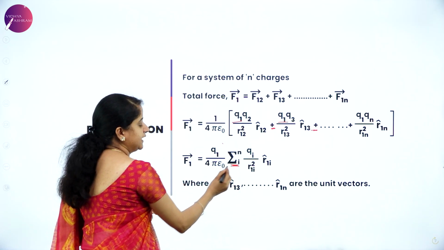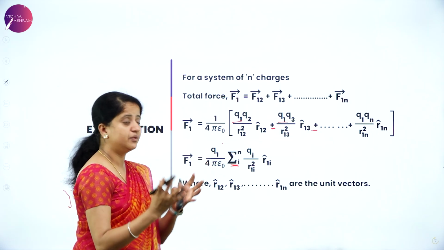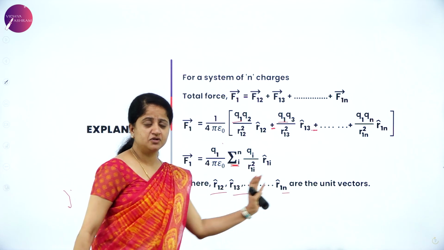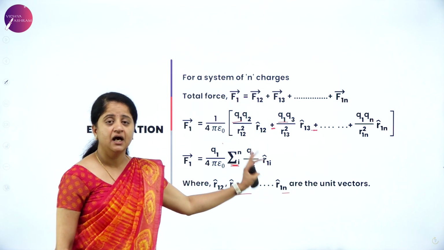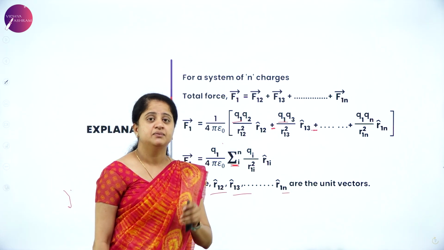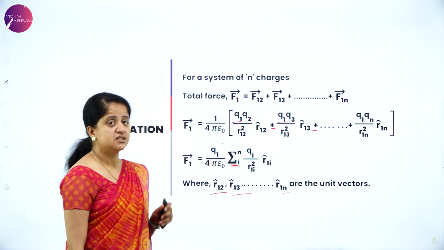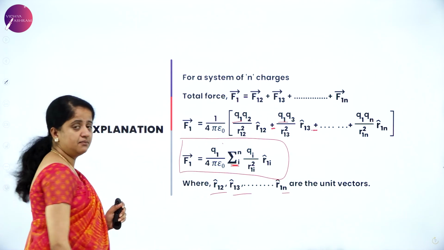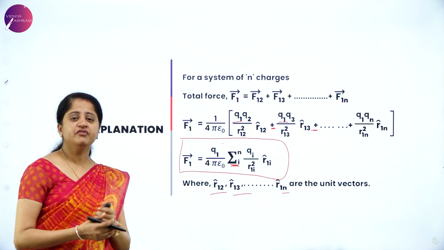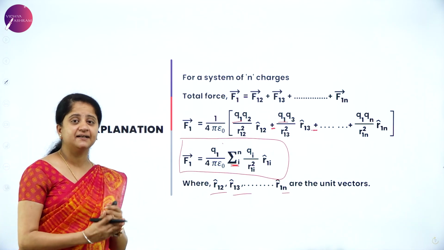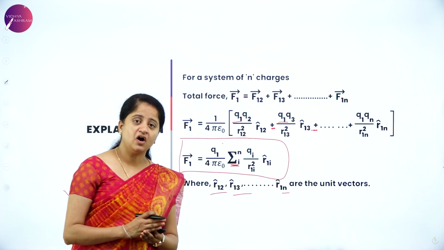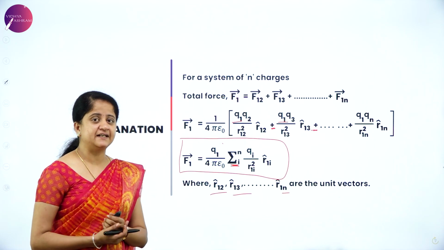So summation indicates it is the sum of individuals. Here in this case R12, R13 and so on up to R1n are unit vectors which indicate the direction. So this is the superposition principle for system of forces. So far we have studied about the electric charges, their characteristics, their properties, the laws which signify electric charges.